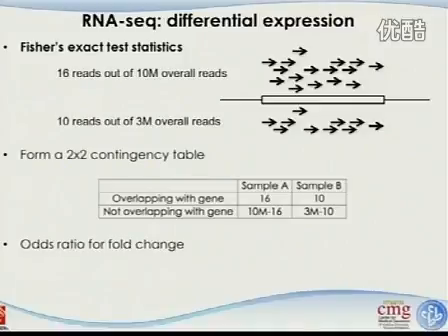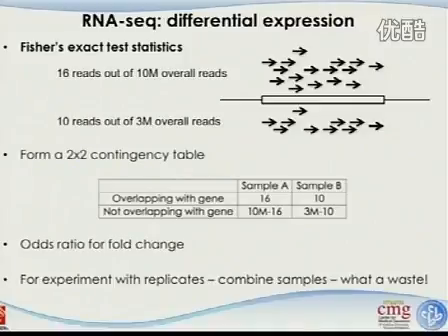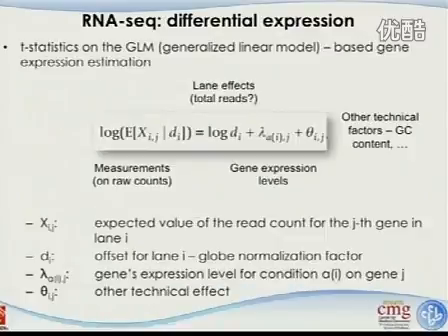All right. And for the fold change, how much different the gene expression level is, you can calculate the fold change ratio for that. It's very, very basic stuff. And for this type of approach, for experiments with biological replicates, what people do is combine the samples. And this is really a waste because you are not taking advantage of the distribution of the data at all. Okay? You just merge it together.